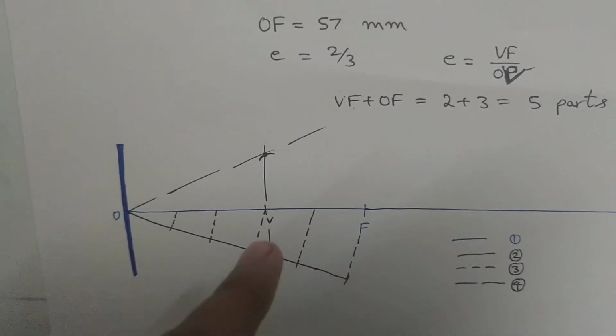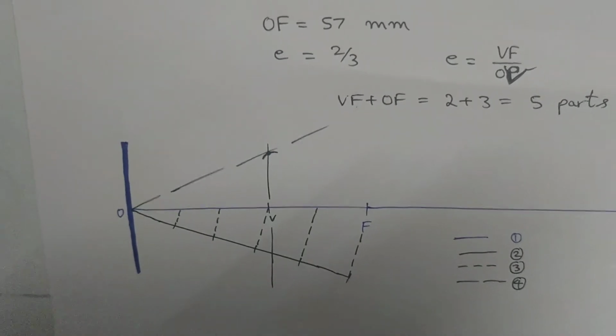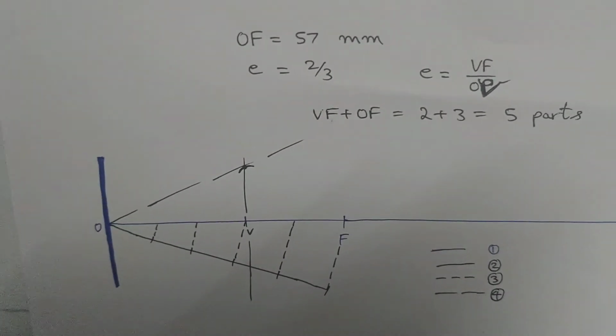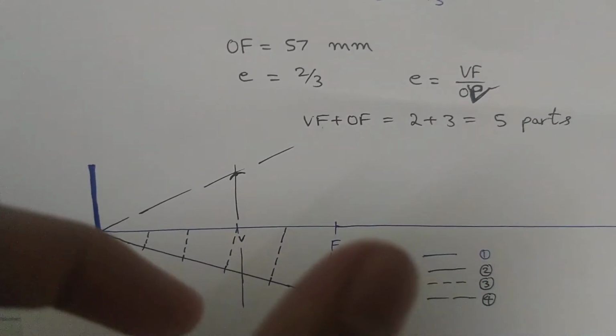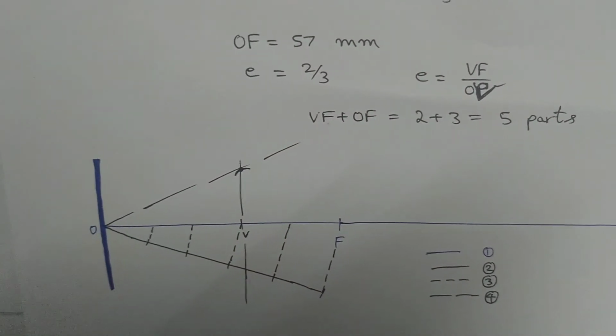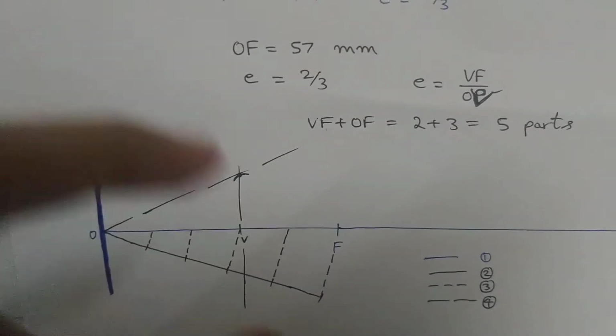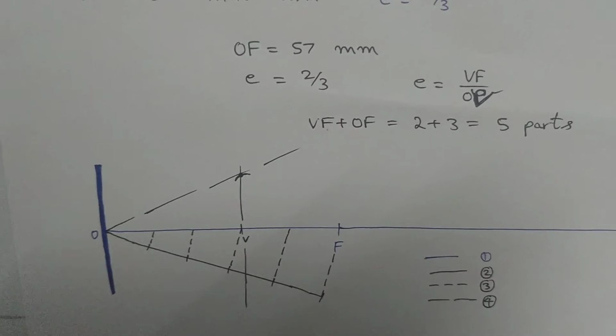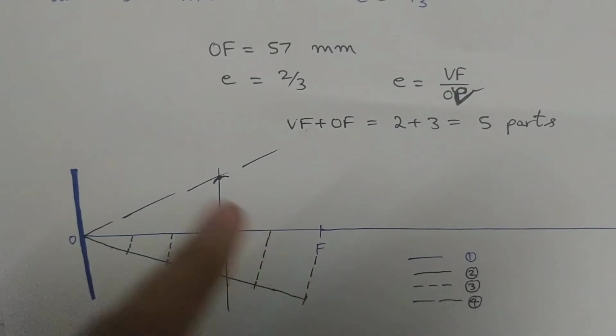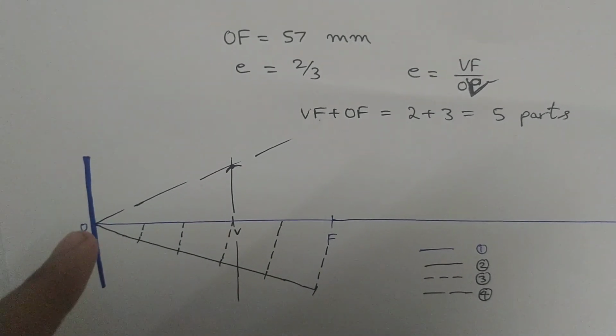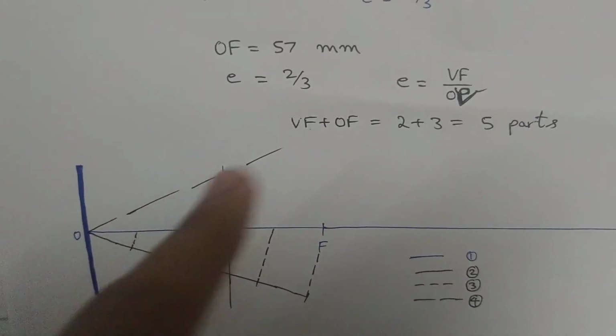Then I'm going to mark my vertex and draw a straight vertical line through it. Then I'm going to take VF as my radius, V as the center, and draw an arc cutting the vertical line V, and that cutting point and the O, I'm just going to connect it and extend it further.